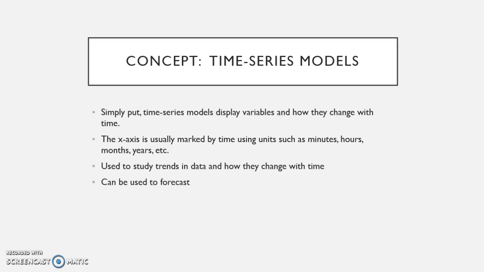So our final concept is time series models, and simply put, time series models display variables and how they change with time. The x-axis is usually marked by time using units such as minutes or years, etc. And we can use a time series model to study trends in data and how variables change with time. And we can also use them to forecast into the future as well. So now let's move over to JMP to look at a time series model example.